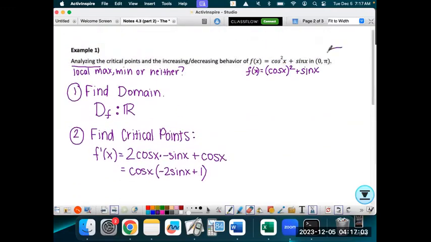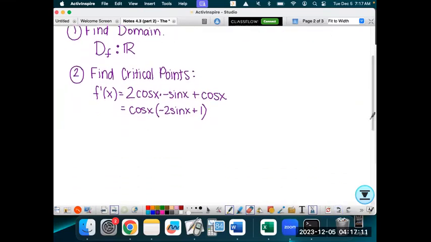And keep in mind the interval that we are looking at critical points over. It's not 0 to 2 pi, it's just 0 to pi. So we have to keep that in mind when we are solving here. Critical points occur where the derivative equals 0 and where the derivative does not exist. I might need to move this later on. Since I already have my function factored, I'm just going to set each factor equal to 0. Part of the reason why I factored that earlier.